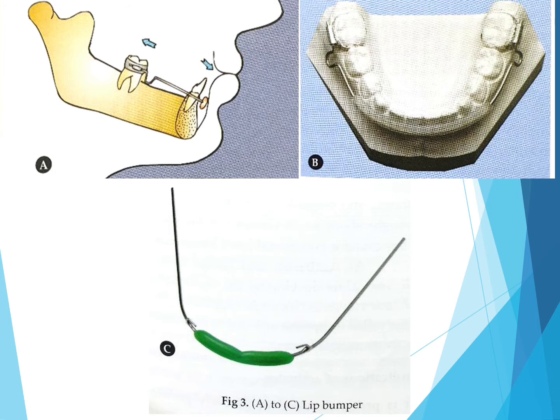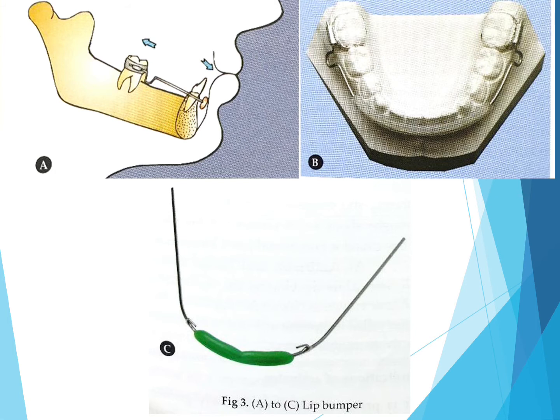Figure 3b shows the view of the lip bumper from above, so we can see that there is acrylic added at the wire anterior to the lower incisor teeth. There is also a loop in front of the molar band.